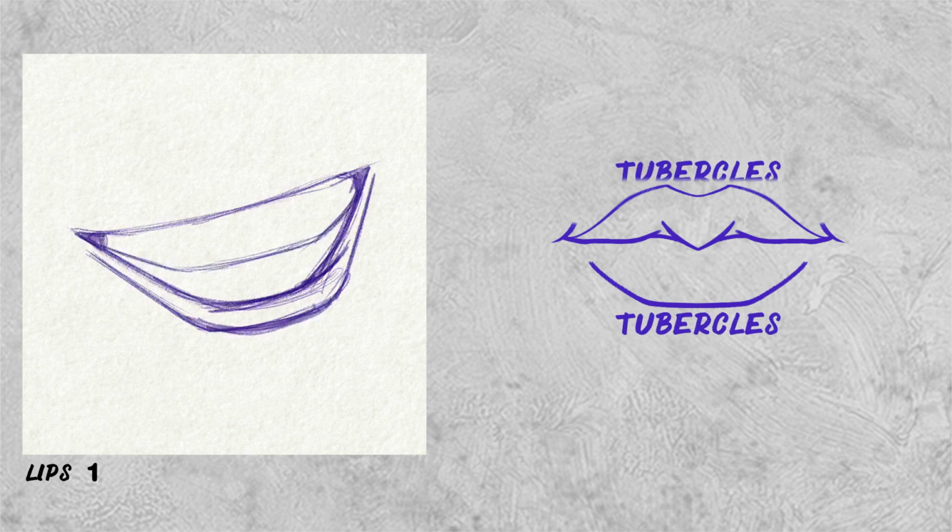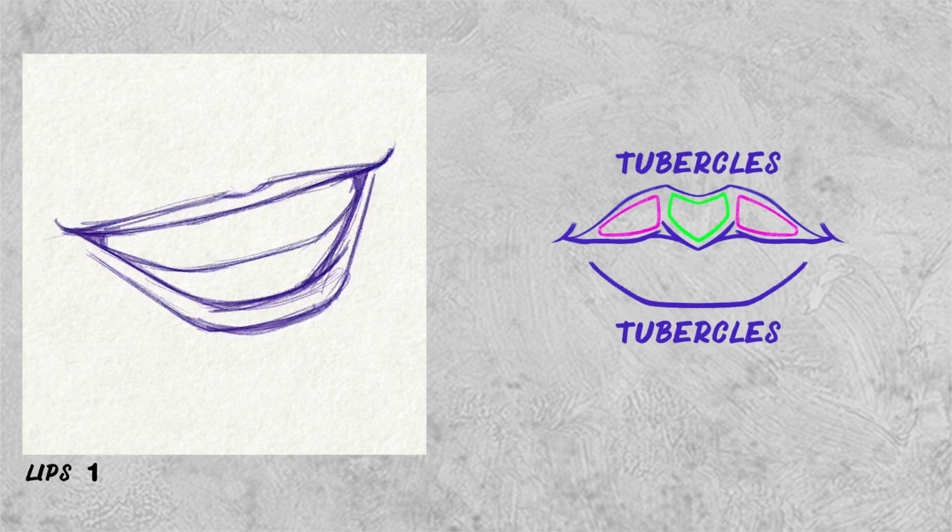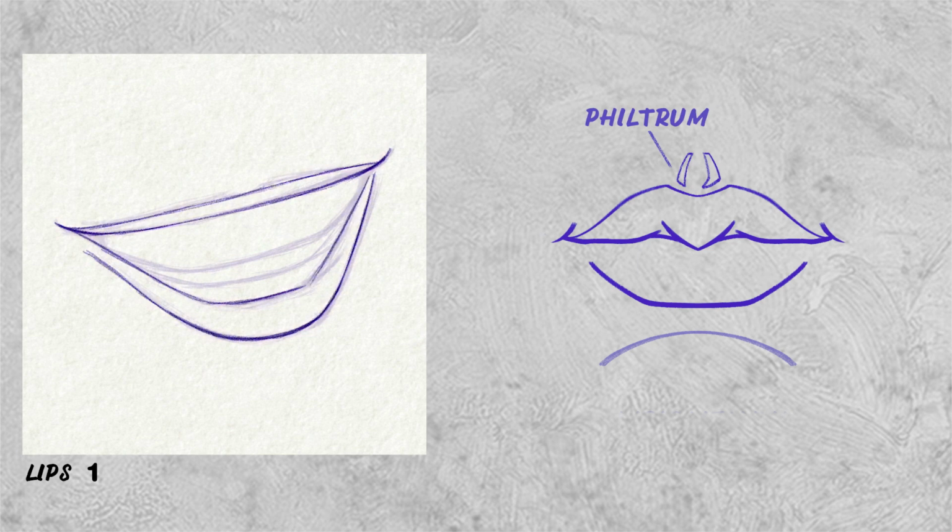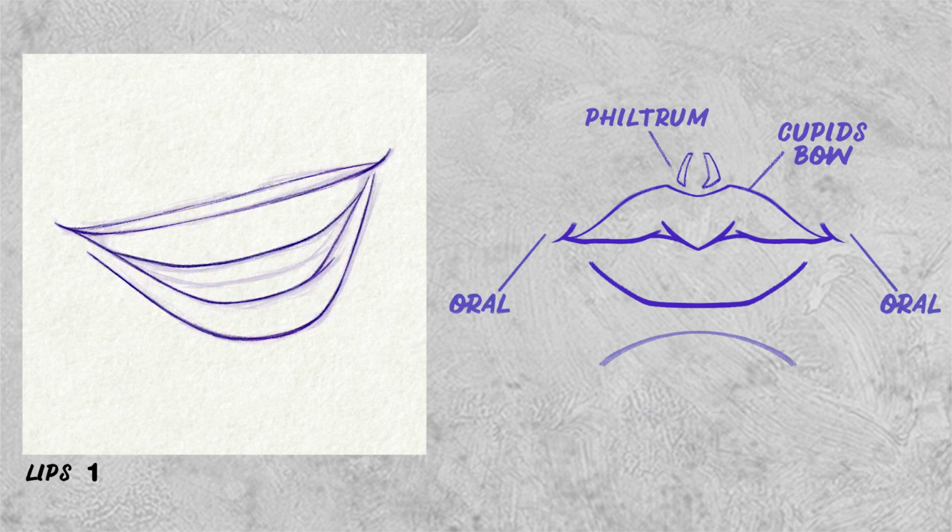Our lips are made out of squishy forms known as the tubercles. There are 3 on the upper lip and 2 on the lower lip. The concave indentation above the lips, as mentioned, is the philtrum. The arch of the upper lip is sometimes referred to as the Cupid's bow, and the nodes on the sides of the lips are also called the oral commissures.